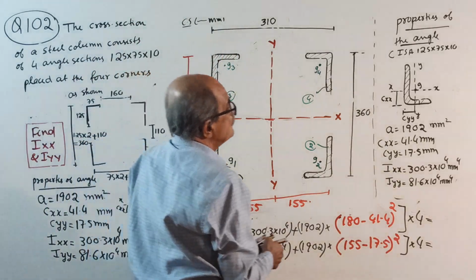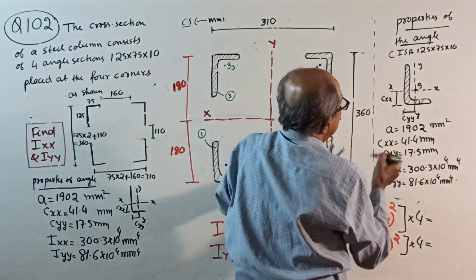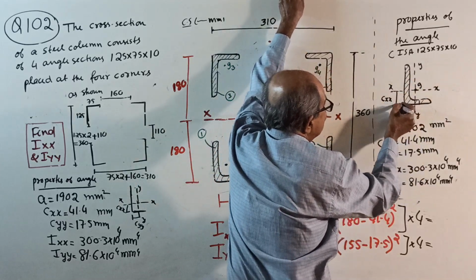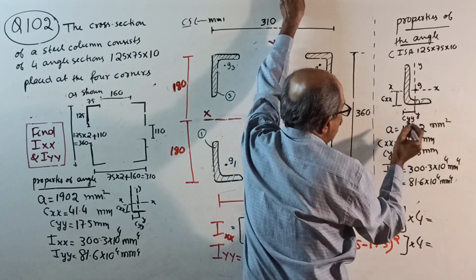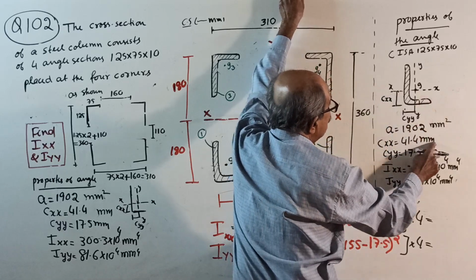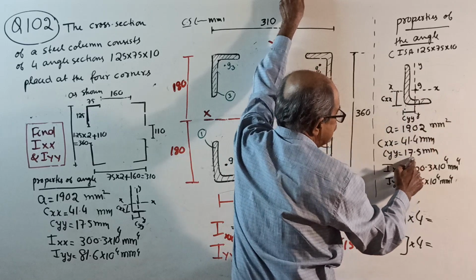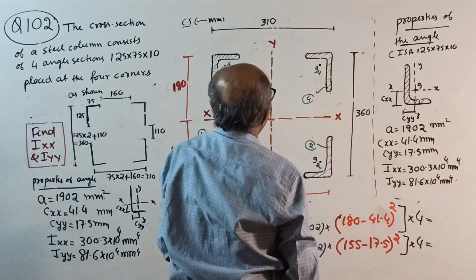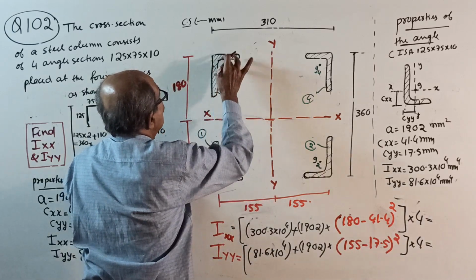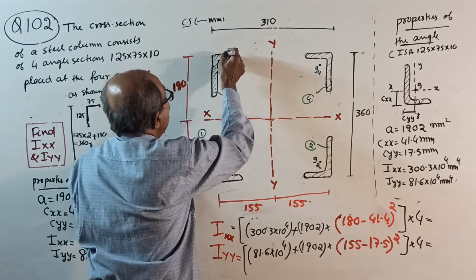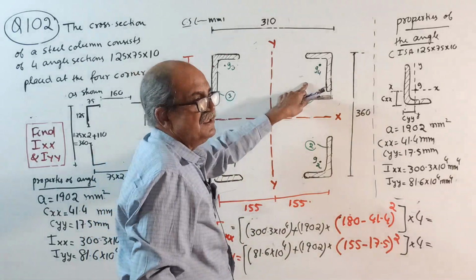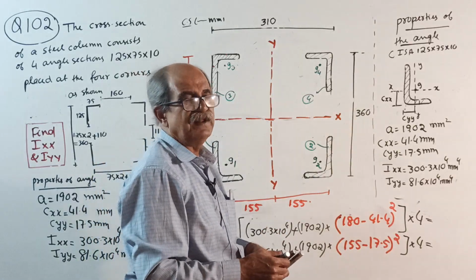You can observe one thing here, the centroid: more area is on this side. Here the area is 1902. CXX from here to here is 41.4. From here to here is only 17.5. So everywhere the centroid will be here; this distance is your CXX, CYY. Exact scale is not maintained. Okay, just mark the centroid. Exact scale not required.